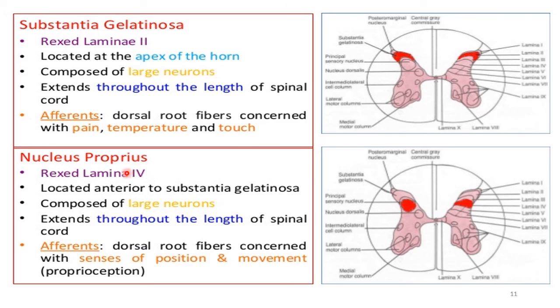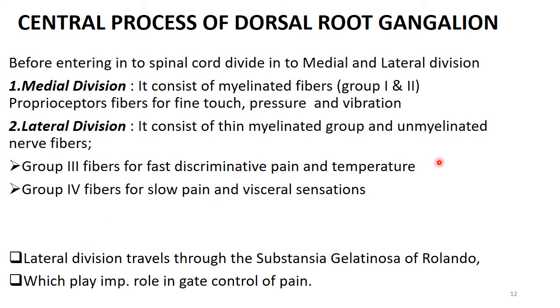Nucleus proprius is the 4th layer and extends throughout the length. It is responsible for sense of position and movement. It is proprioception. So here the red color is layer 2, and layer 4 is the nucleus proprius. So now we have learned about the transverse section of the spinal cord.